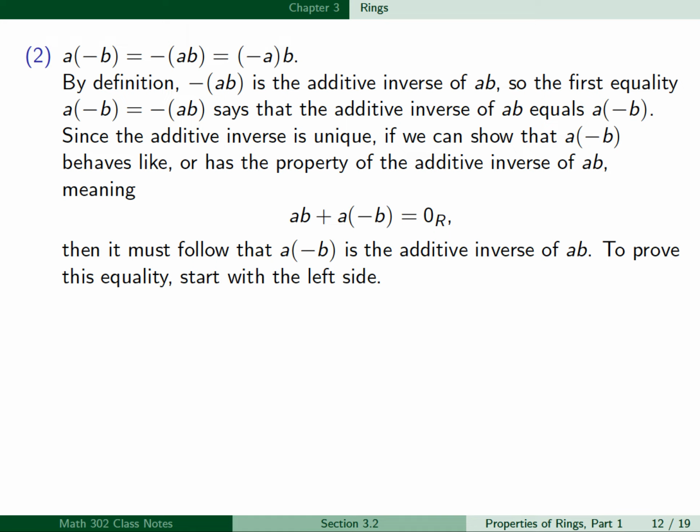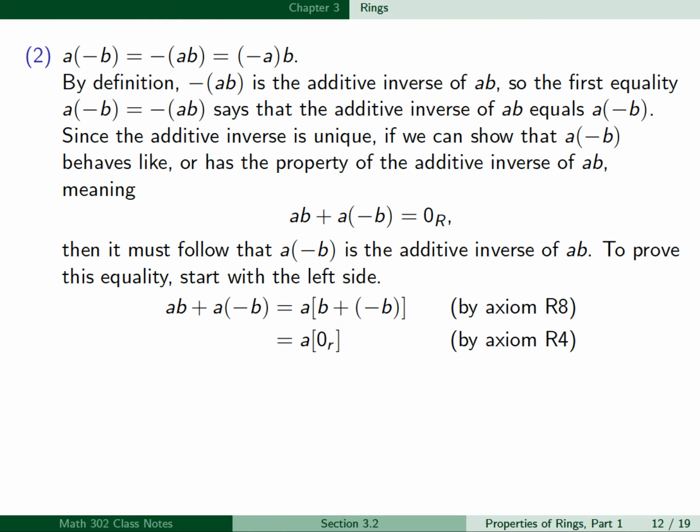So to prove the equality, we'll start with the left side. So ab plus a times minus b is equal to a times the quantity b plus minus b. This is by axiom R8, one of the distributive laws. And b plus minus b is equal to 0 sub r. That's by axiom R5. That's a typo there. And then a times 0 sub r is going to be 0 sub r, and that's by part 1 of our theorem. We just got done proving that a times 0 sub r is equal to 0 sub r.